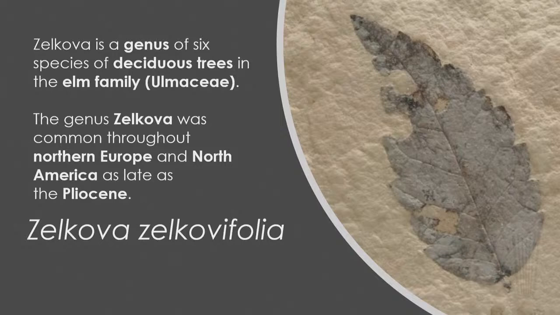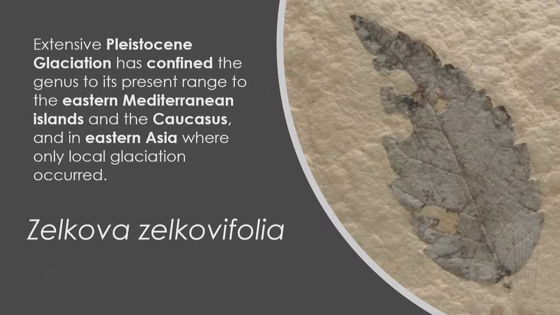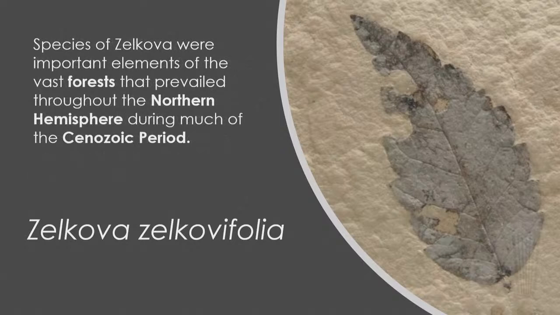Then Zelkova is a genus of 6 species of deciduous trees in the elm family. It was common throughout northern Europe and North America as late as the Pliocene. Extensive Pleistocene glaciation has confined the genus to its present range in eastern Mediterranean islands and the Caucasus, so no longer here in North America, as well as eastern Asia, where only local glaciation occurred. Species of Zelkova were important elements of the vast forest that prevailed throughout the northern hemisphere during much of the Cenozoic period.